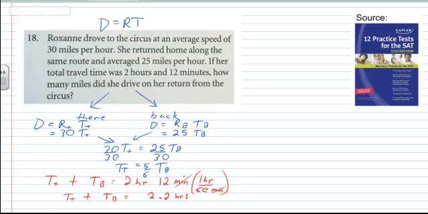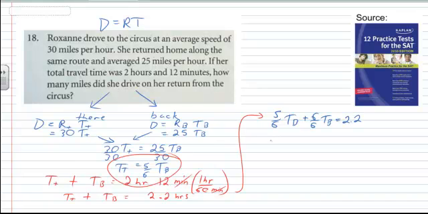Now, the time on the way there is equal to 5/6 the time on the way back. So I'm going to substitute that in. 5/6 times the time on the way back plus 1 times the time on the way back equals 2.2. 1 is equal to 6 over 6, so 5/6 TB plus 6/6 TB equals 2.2. That's 11/6 TB equals 2.2, and I can multiply by the reciprocal. The time on the way back is 1.2.